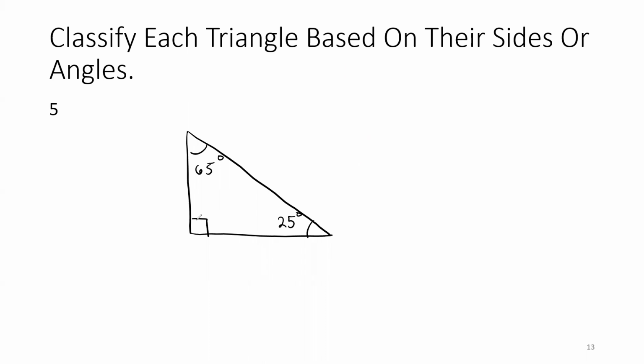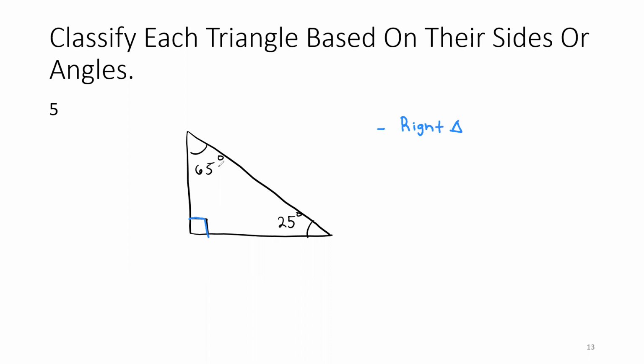The big clue is it has a little box symbol, so that means it is definitely 90 degrees, so you can say a right triangle. What's another possibility of this triangle? Sometimes you can have more than one possibility. If you look at the angles, notice that this is 90 degrees, this is a 25, and this is a 65, right?